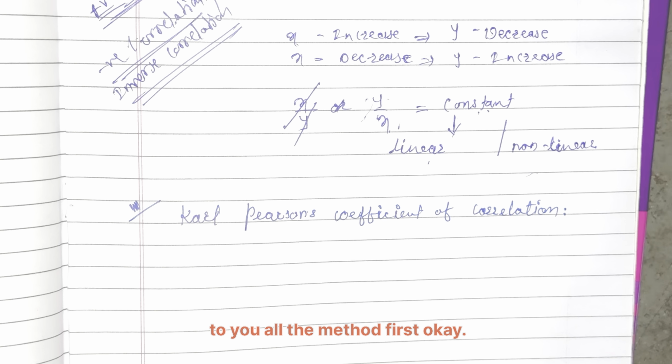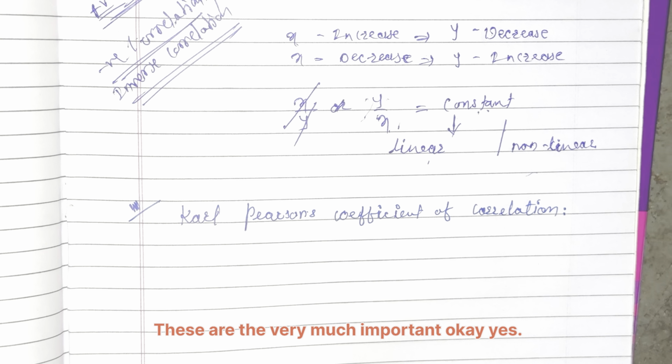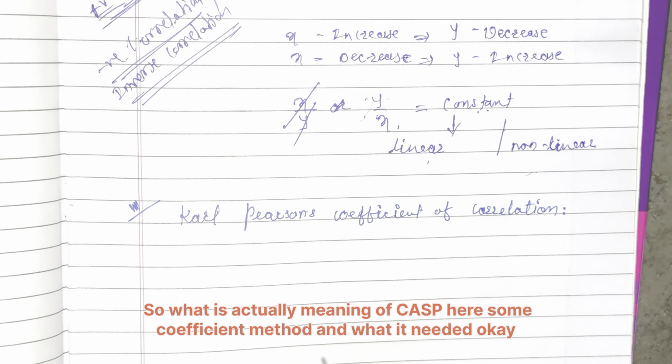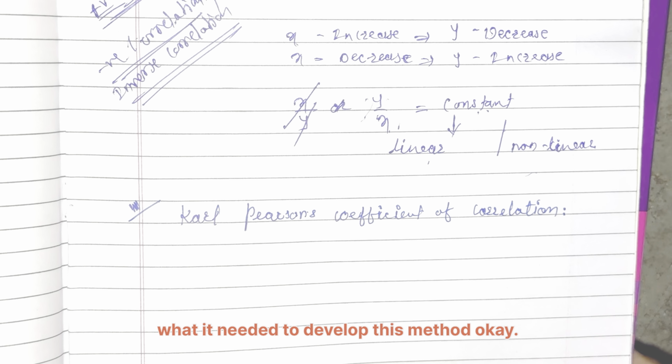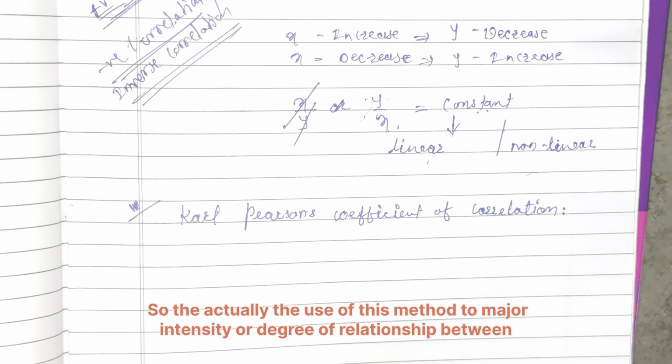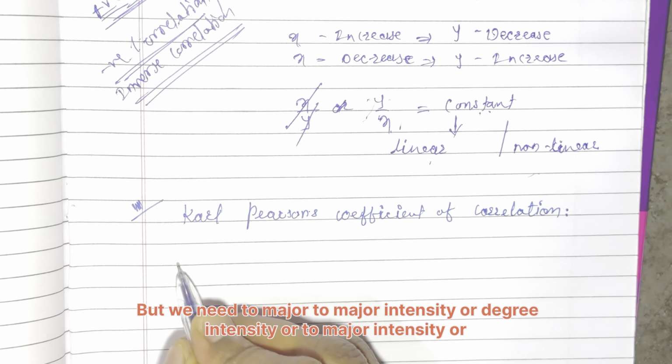I'm going to explain the method first. First of all, we go through understanding the formulas and methods. These are very important. So, the Pearson coefficient method. What is the meaning of the Pearson coefficient method and why is it needed? It is used to measure the intensity or degree of a relationship between variables.